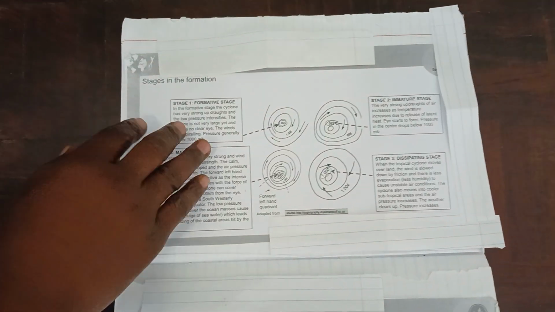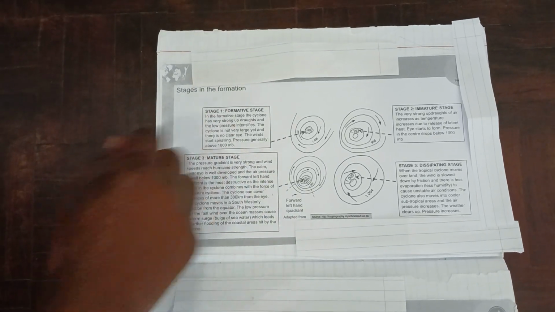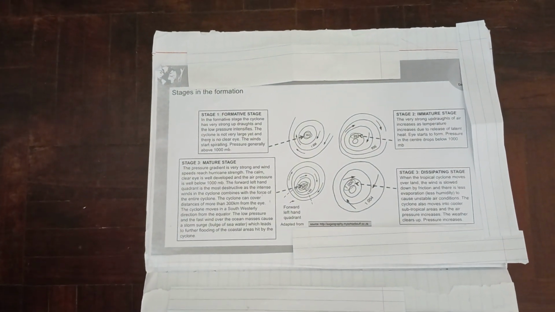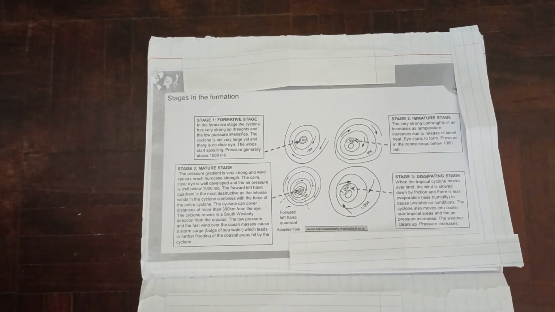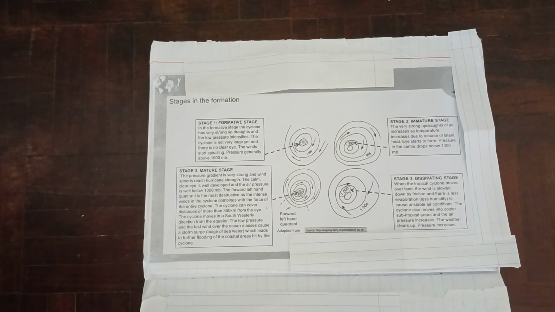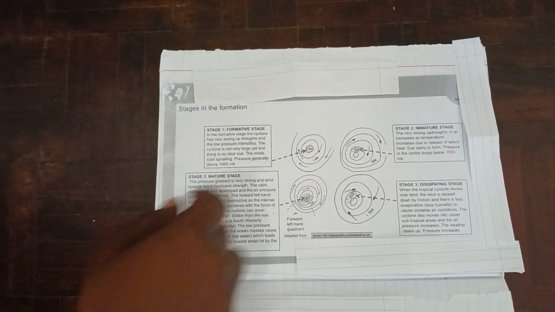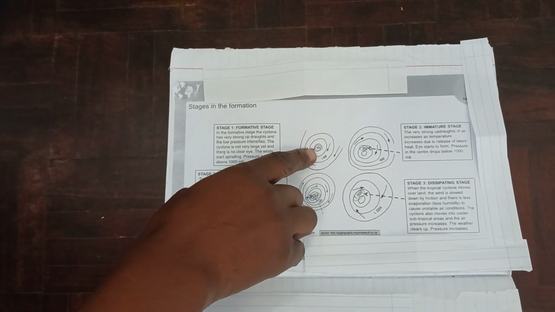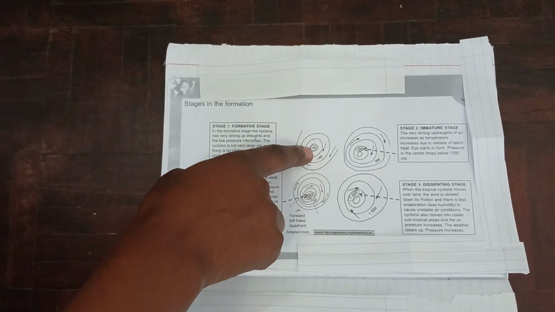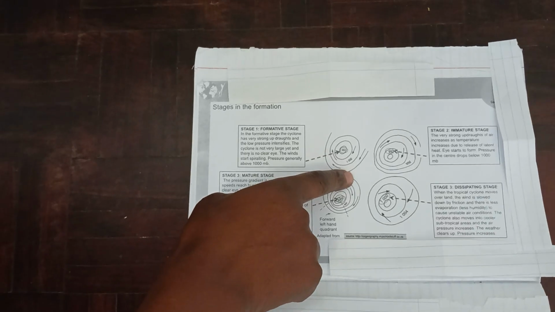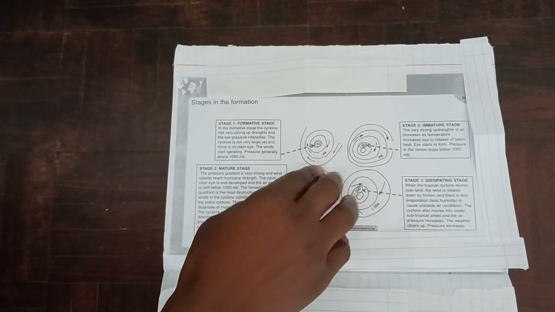The first one is where it's still in its infancy, it's forming. In the formative stage, the cyclone has very strong updrafts and low pressure intensifies. The cyclone is not very large yet and there is no clear eye. The wind starts spiraling, with pressure generally above 1,000 millibars. When you're looking at the pressure here, you can see in the middle it's 102. This is a low pressure belt, which means the pressure is low in the middle and it increases going outwards. You can see here there's 106 MB, or hectopascals, whichever you call it.